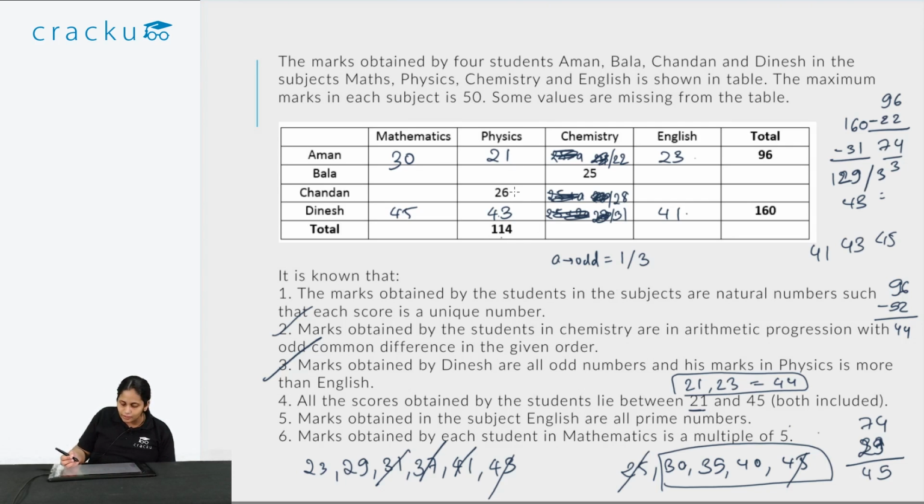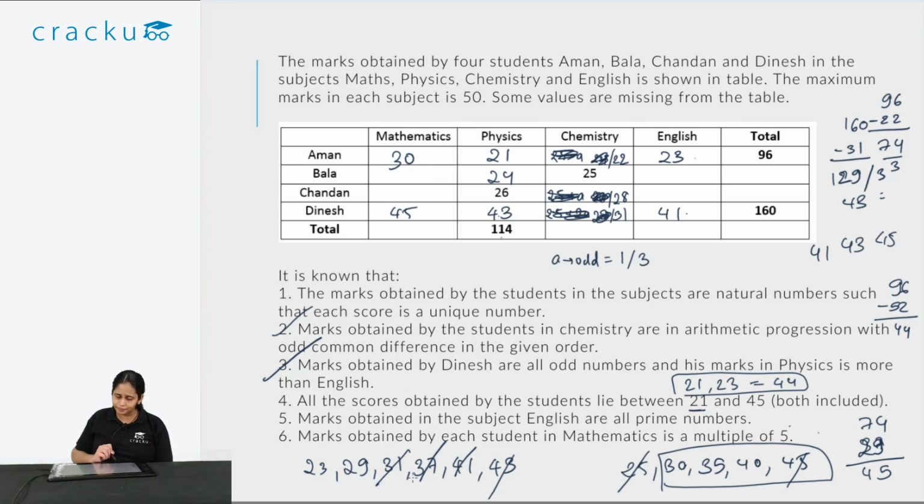So the remaining value is 47 plus 50, 90, 90 plus this. 114 minus 90, so this has to be 24. So I have filled 21, 22, 23, 24, 25, 26, all of these values. Now I have to fill the remaining values.